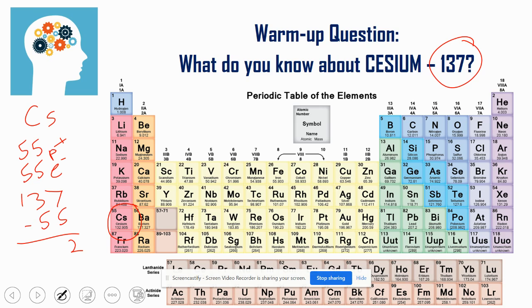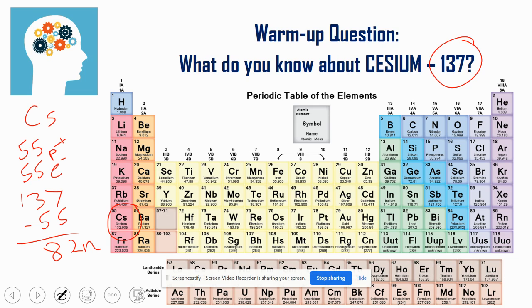we get a 2 there, and we get an 8 here. We come up with 82 neutrons. And the neutron is just a lowercase n. And so that's how I figured out what would be in that atom. We'll get to that in a little bit in terms of where those neutrons are located. But that's some general information about cesium.